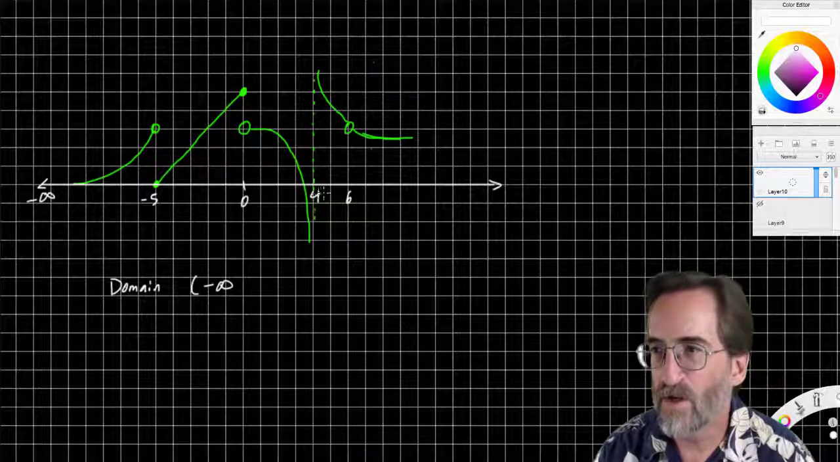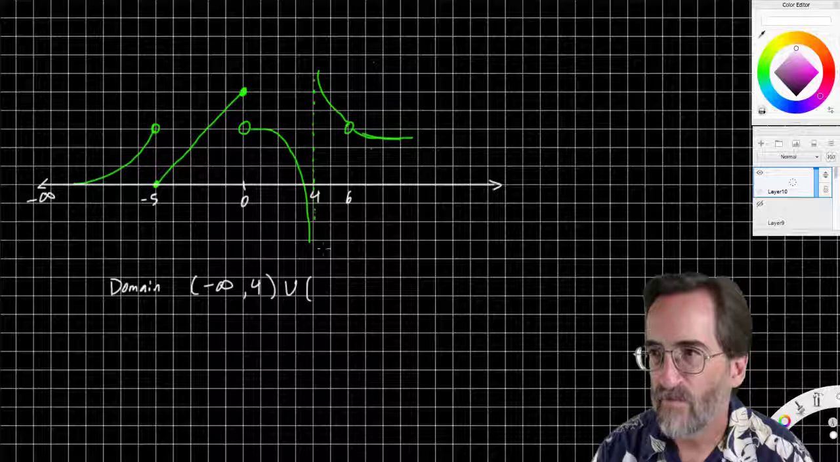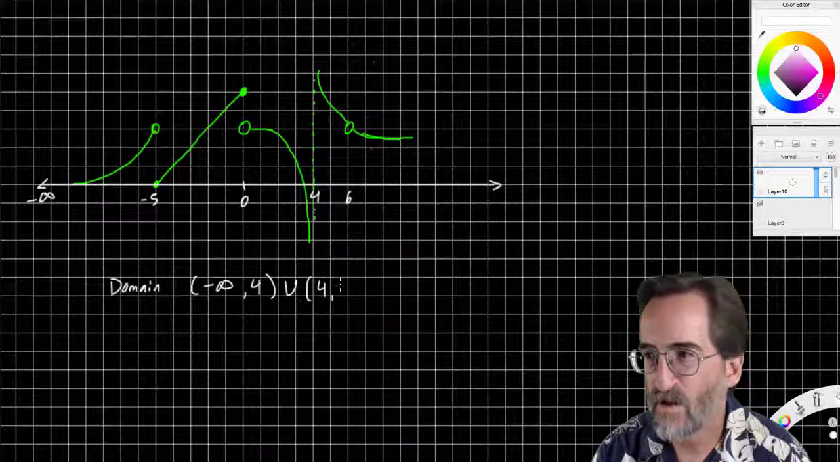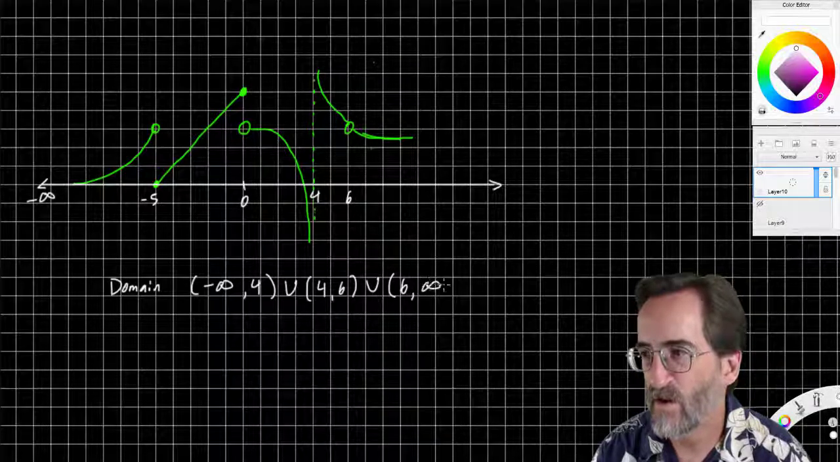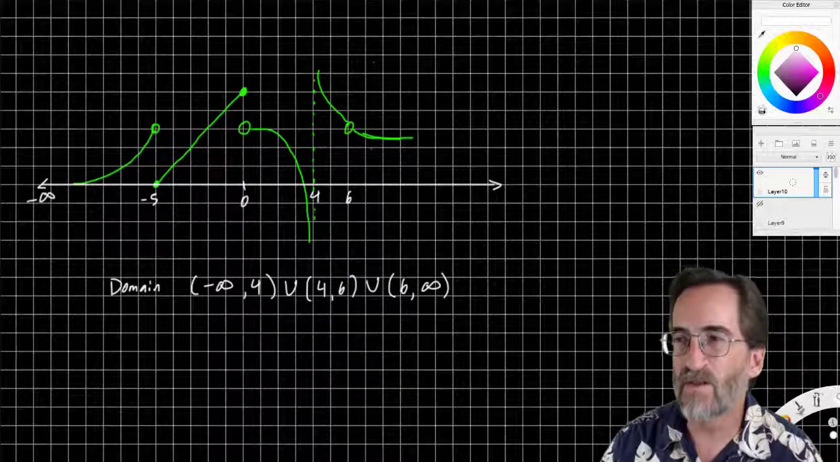Okay, so we're going to go to 4, where we have a soft boundary, union, and then from 4 to 6, okay, soft boundary, and then from 6 on to infinity. Okay, it's really not that complicated.